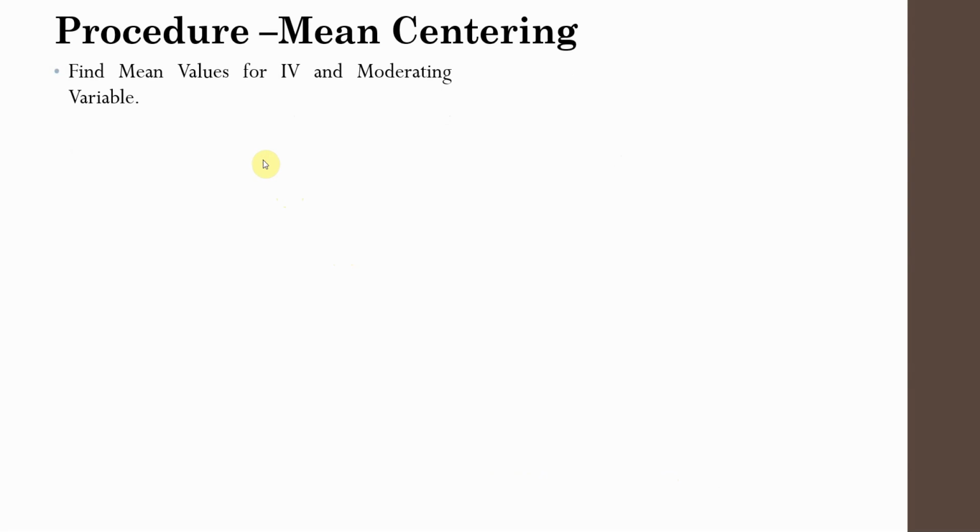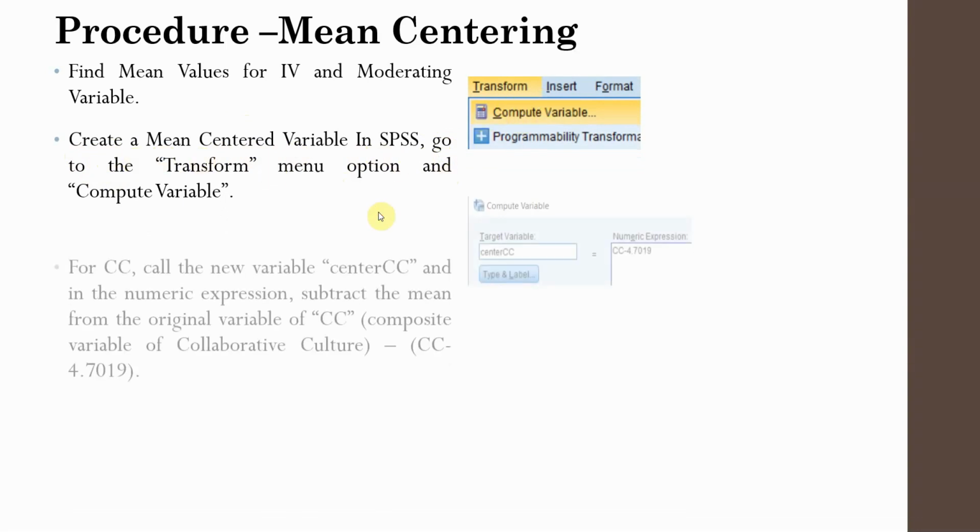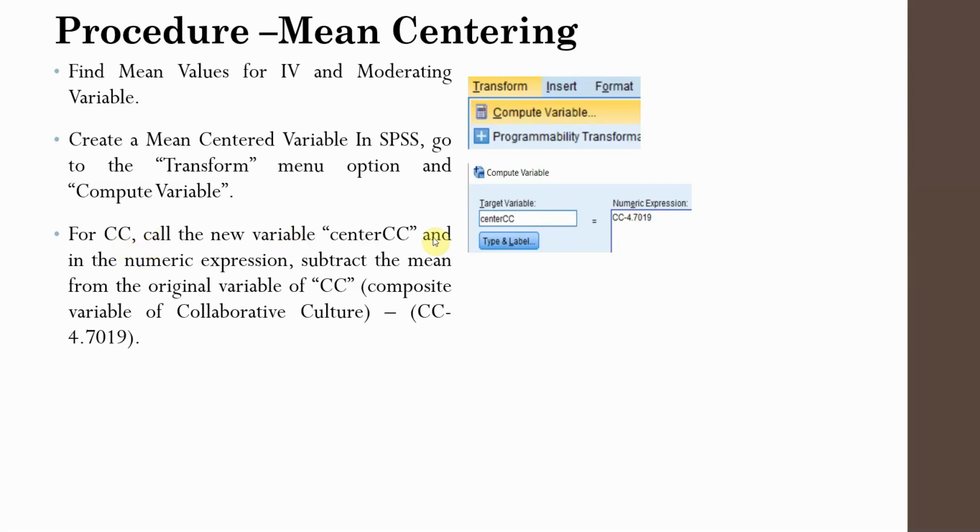Again, the first step, as we have done earlier, is to find the mean values for your IV and moderating variable and mean center them. How do you mean center them? Create a mean centered variable in SPSS: go to transform, click compute variable, and for CC, that is your composite variable that you got by taking the mean of all the indicators of that particular variable, subtract the mean from the variable. It does it for each of the mean values that you get for a particular respondent.